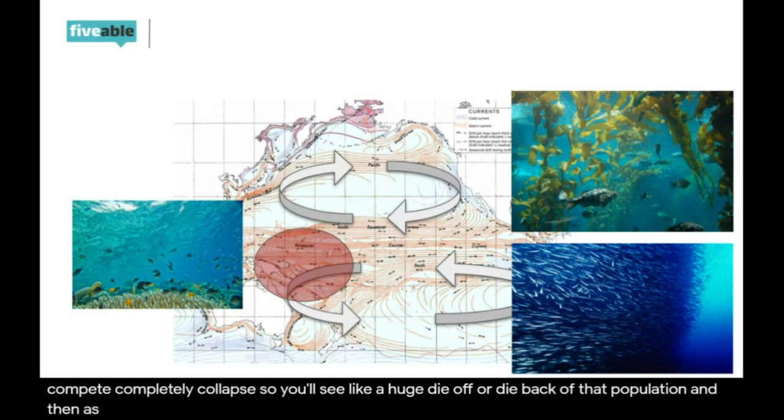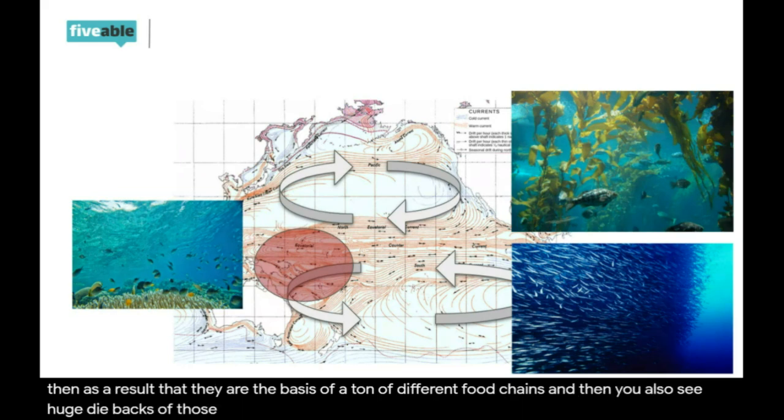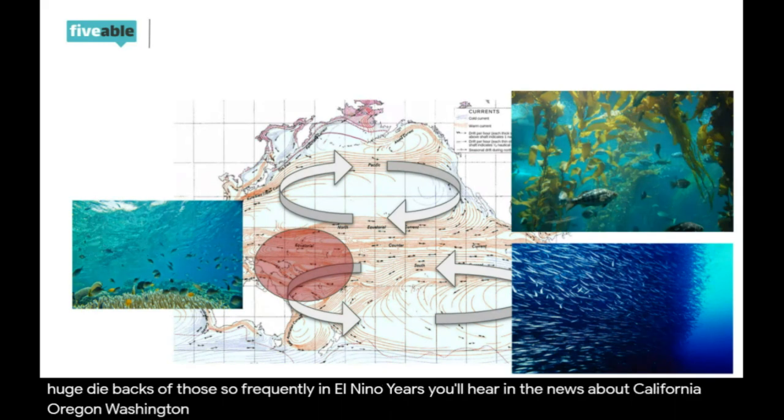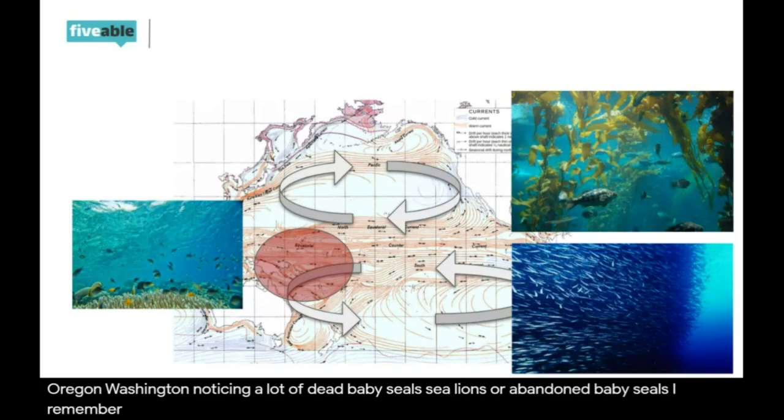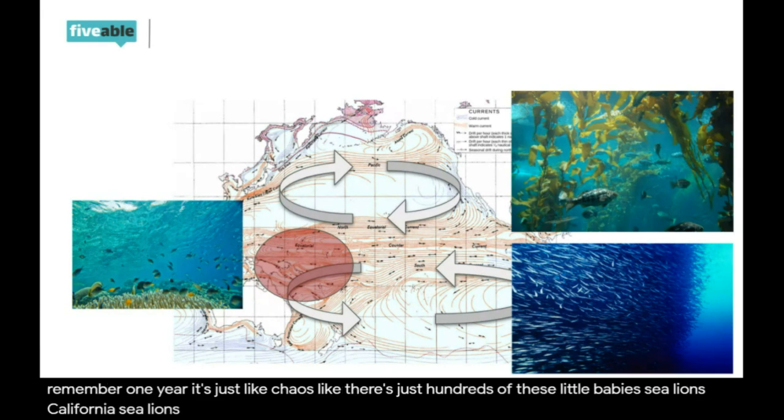And then as a result, they are the basis of a ton of different food chains. And then you also see huge diebacks of those. So frequently in El Nino years, you'll hear in the news about California, Oregon, Washington, noticing a lot of dead baby seals, sea lions, or abandoned baby seals. I remember one year it was just like chaos. Like there were just hundreds of these little baby California sea lions that their mothers had abandoned.